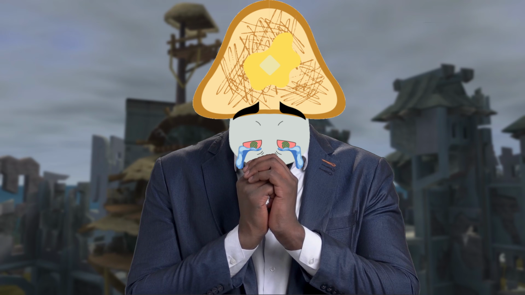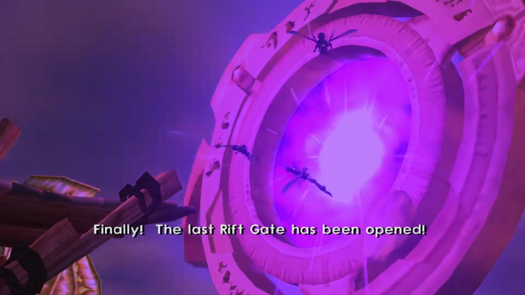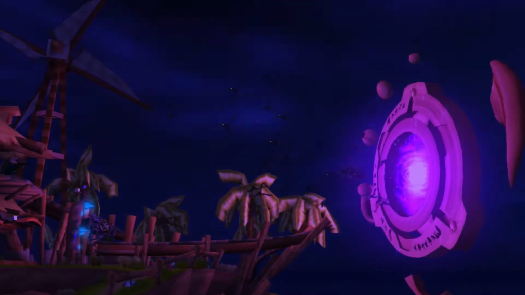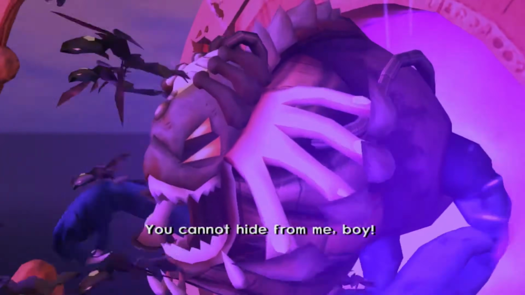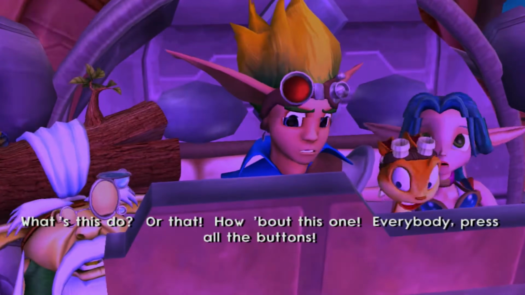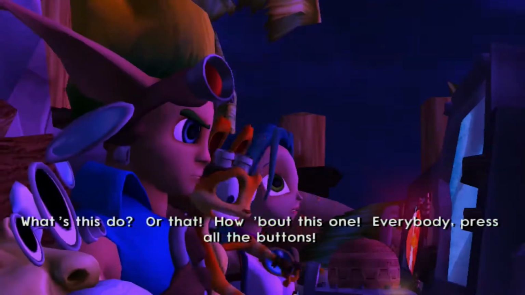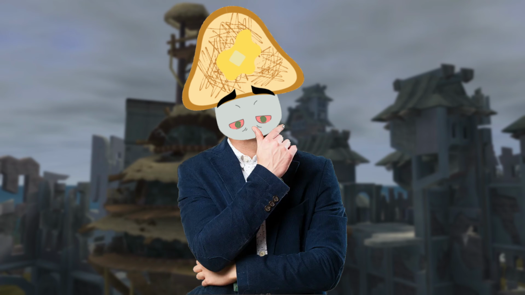Initially, I want to say no. When we hear Kor at the beginning of the game, he exclaims that he's been waiting for the last rift gate to be found and opened. The rift gate that we travel through at the beginning of the story of Jak 2 is the last one needed to be found by the Metal Heads. This would mean that all the other ones are known and could have already been used. It is possible that there are others out there which can still be utilized, but it is highly unlikely.